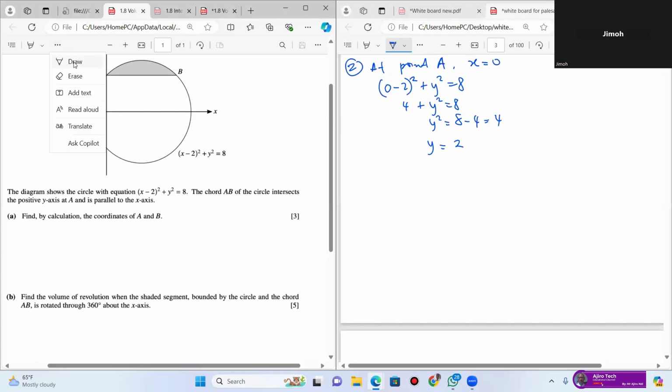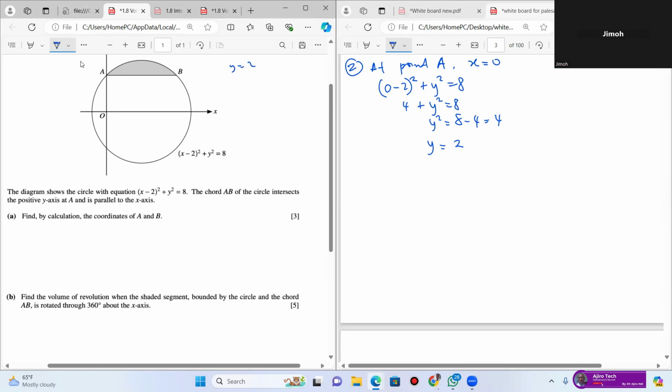That point is 2. Now, find the coordinates of A and B. That line is y equals 2, so the other coordinate for B is 2. I don't want to assume. This one is also okay. Isn't it a straight line? Yes, it's a straight line. The equation of the line is y equals 2, isn't it? Yes, this line is y equal to 2.